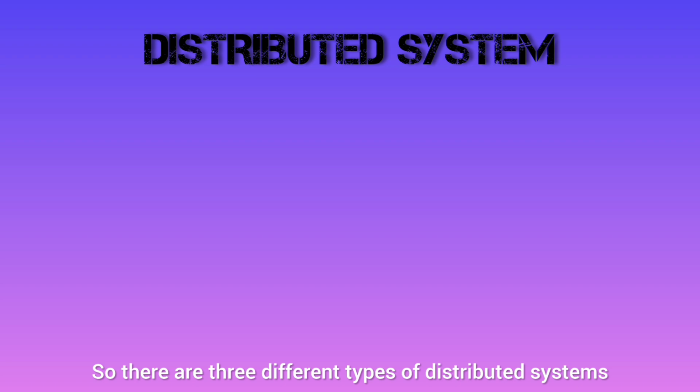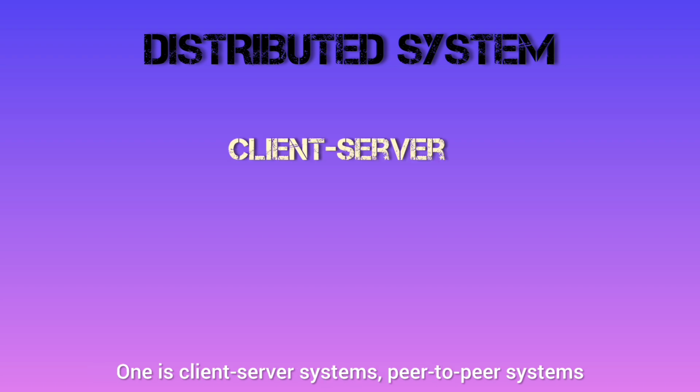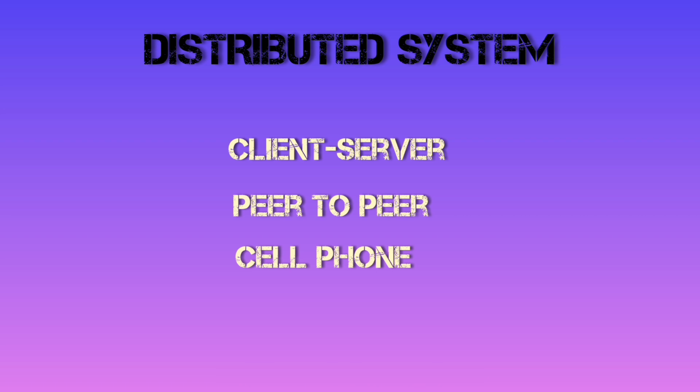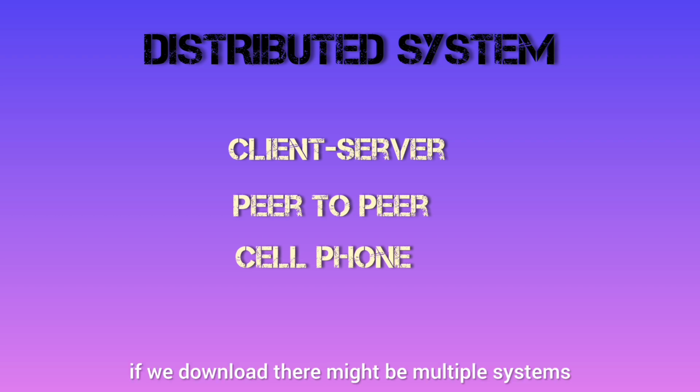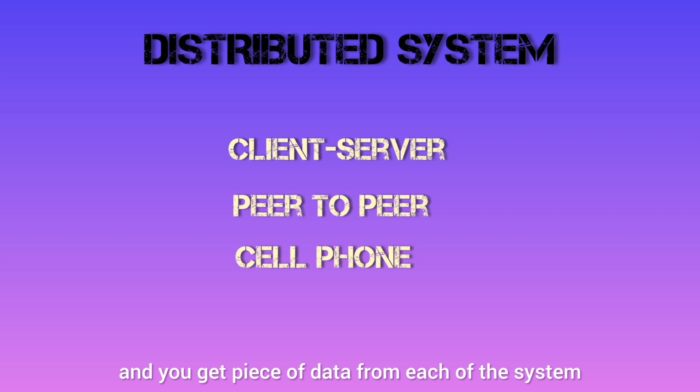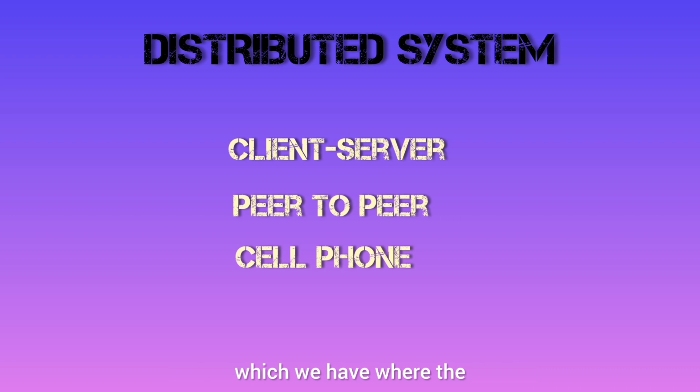So there are three different types of distributed systems. One is client-server systems, then peer-to-peer systems, and then cell phone systems. Client-server is the traditional one, where you have one server and different clients connected to it. Peer-to-peer is like the torrent which we use. If we download, there might be multiple systems having multiple files, and you get a piece of data from each of the systems. And cell phone, it is the handheld device which we have, where the data and the processing is distributed through these handheld devices.